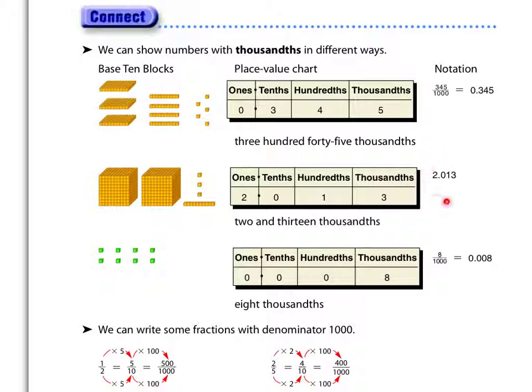This number would be said as 2 and 13 thousandths because the 3 is in the thousandths place. We couldn't show this one as a fraction because it has a number in the ones place, and that would make it a mixed number, which we get into in grade 6. So when it has a number in front, don't call it a fraction.